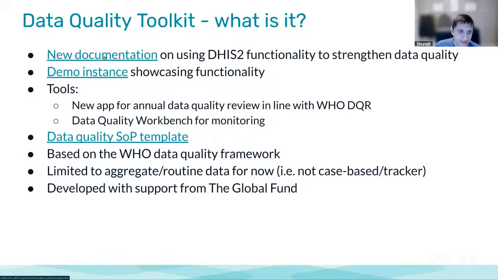So that's this first link here. You can see these underlined examples. These are links. So when you get the presentation, you can always open these up and have a further look.